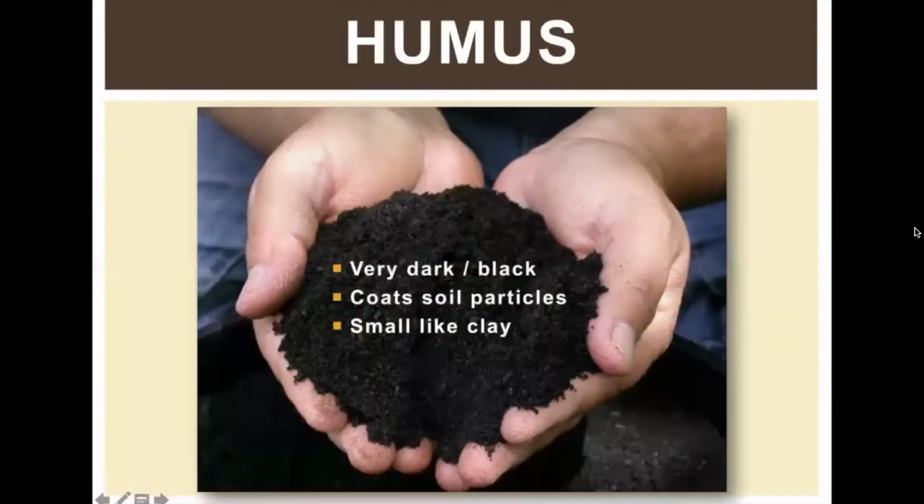So humus is very dark and black, and coats soil particles of small particle size like clay, or micropores.